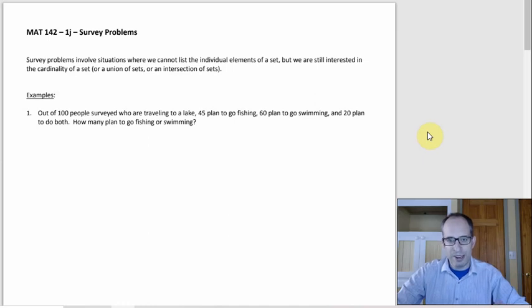This last section of the set material is a little bit different, even just from the name. Even just from that, they're called survey problems. You think, well, what does that mean, right? Just looking at the titles, that one feels like it doesn't fit. And survey problems are a little bit different.